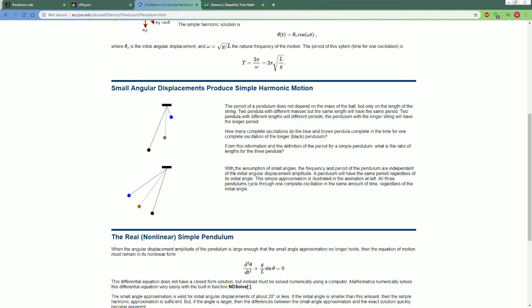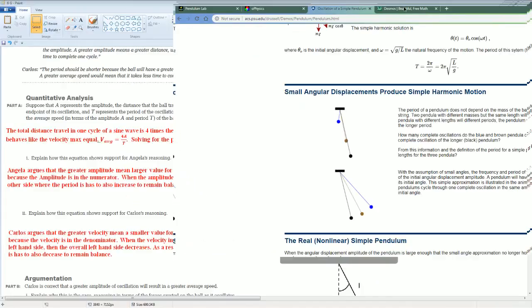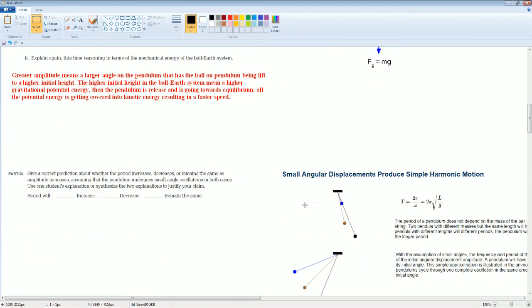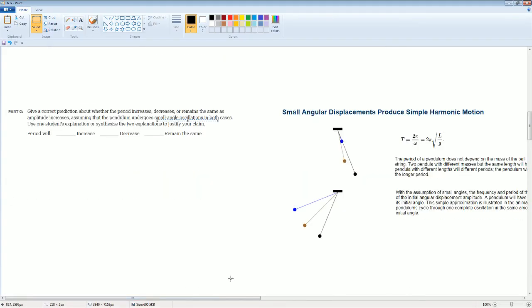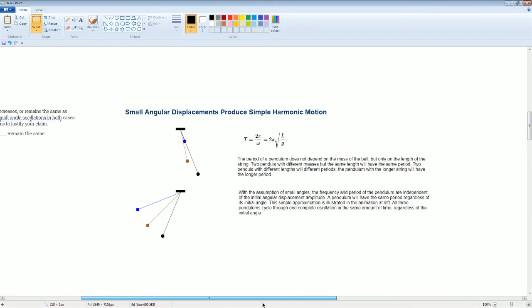Now, with the assumption of small angles, the frequency and period of a pendulum are independent of its initial angle displacement or amplitude, okay? The pendulum will have the same period regardless of its initial angle, right? This means that for small angles, you can ignore the amplitude. It doesn't affect it, all right? So now we could answer our last question with that idea. Okay, I have the information here. Given the correct prediction, now that we know about the period increasing, decreasing, or remaining the same as the amplitude increases, assuming the pendulum undergoes a small angle oscillation, exactly like what we said, okay? Like in the notes with the assumption of small angle, okay?